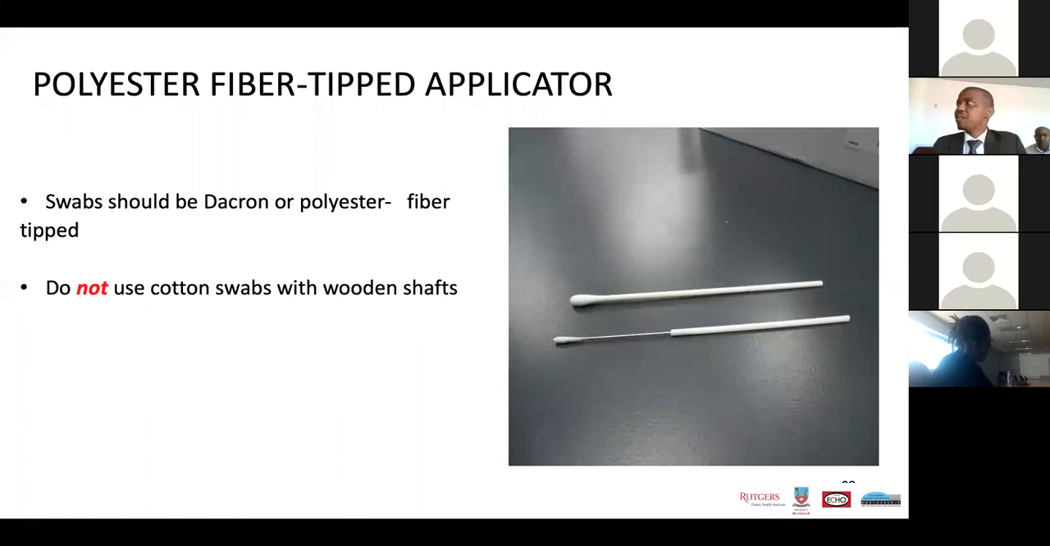That is just a picture of one of the tools that you need, which is the swabs, which we have to note should be Dacron or polyester fiber tipped. And please let us remember not to use cotton swabs with wooden shafts.